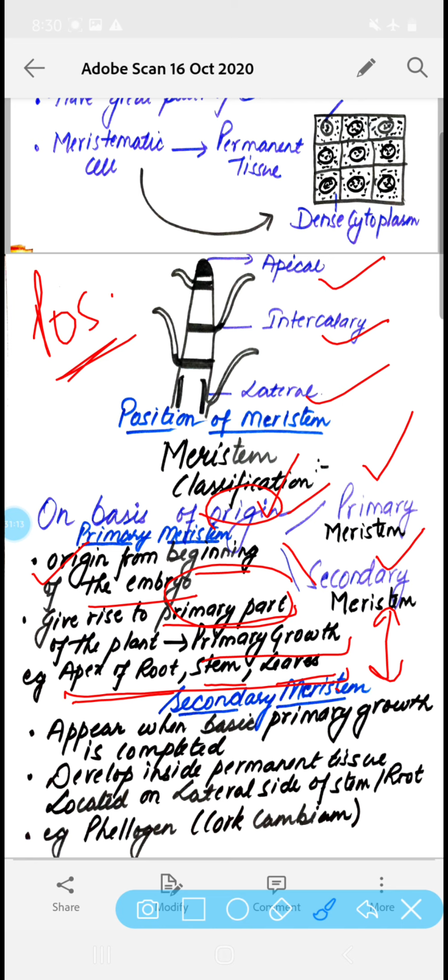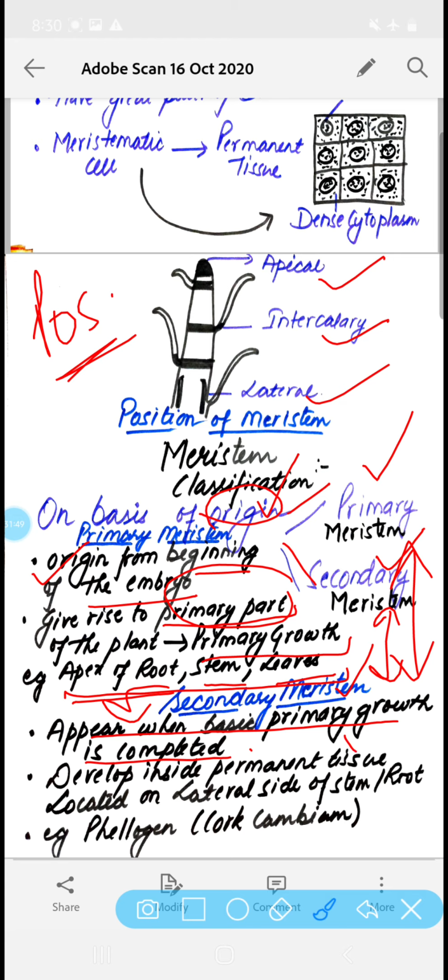Now we come to the second kind of meristematic tissue based on the basis of origin, that is the secondary meristematic tissue. Now जब प्लांट का प्राइमरी स्ट्रक्चर बिल्कुल रेडी हो जाएगा, कंप्लीट हो जाएगा, then comes the secondary meristem. It appear when the basic primary growth is completed. जब प्लांट की मैक्सिमम लेंथ इंक्रीज हो गई है उसके बाद उसमें किसका रोल स्टार्ट होता है? सेकेंडरी मेरिस्टेमेटिक टिश्यू का रोल स्टार्ट होता है.